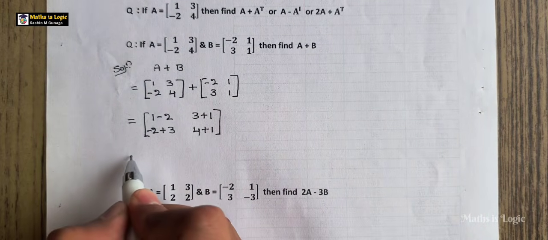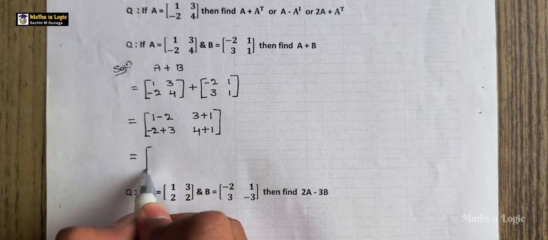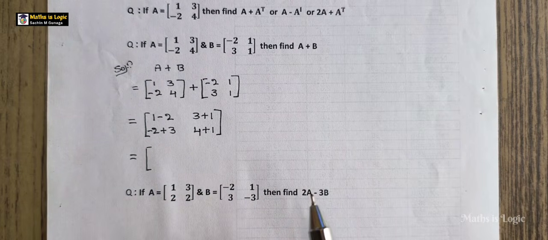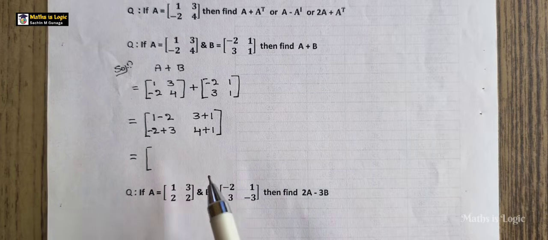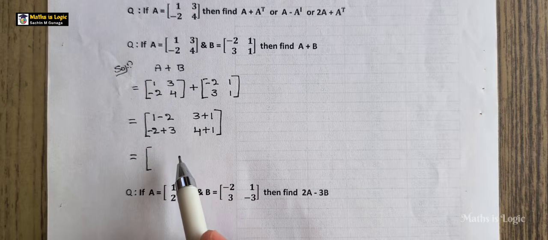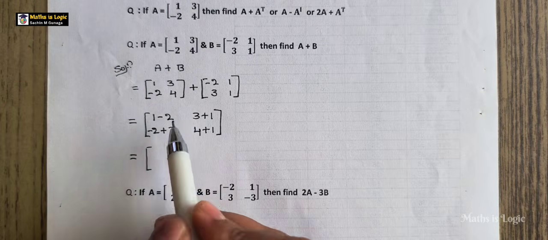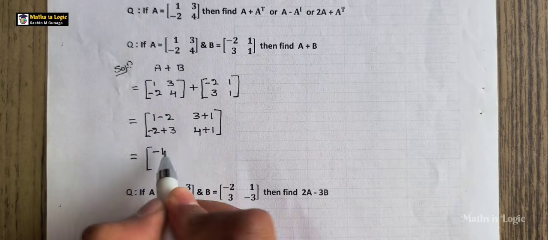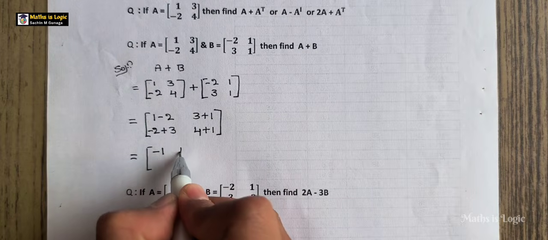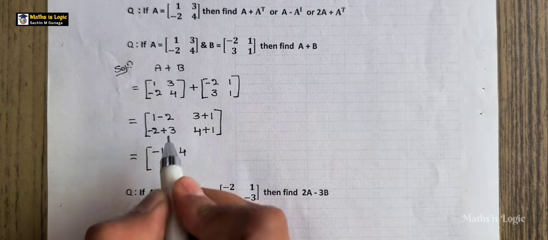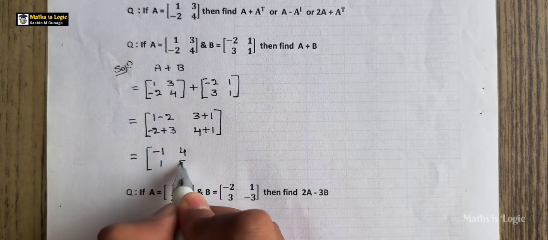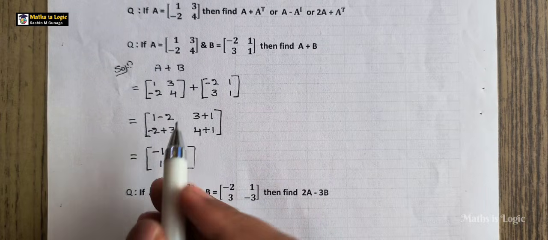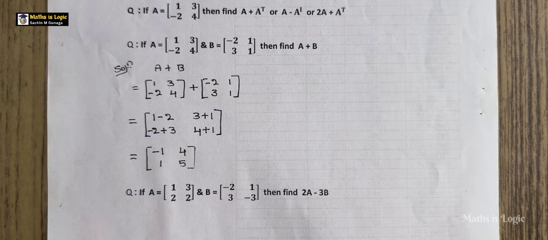After that, better you use the calculator. Otherwise, some students may make sign mistakes. If you want to avoid sign mistakes, better you use the calculator. Otherwise, you can do it directly. 1 minus 2, answer is minus 1. 3 plus 1 is 4. Minus 2 plus 3 is plus 1. 4 plus 1 is how much here? 5. So this is the value of A plus B.